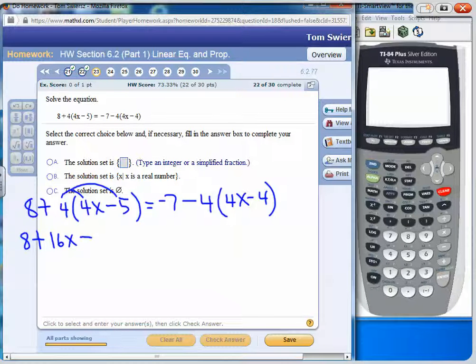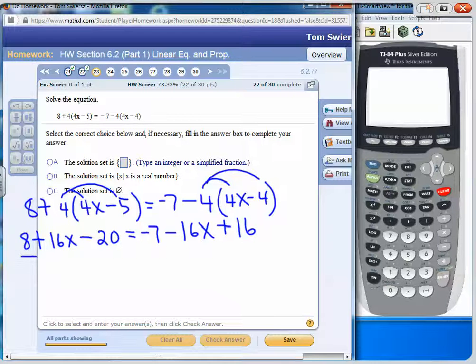Bring down the negative for subtraction. 4 times 5 is 20. Same thing on this side, right? You have to distribute the 4 before you subtract, so it's just negative 7 minus, and we're going to distribute the minus also, so the signs will switch. So 4 times 4x with a negative will make it a negative 16x, and then a negative 4 times a negative 4 is negative 16, but the negative times a negative will switch signs and will make it a positive 16. Okay, so what do we have on the left side?